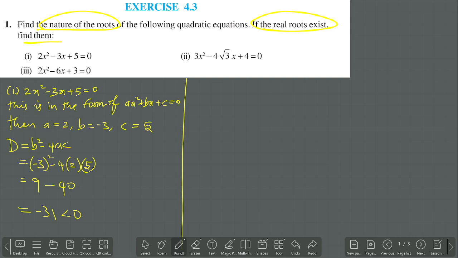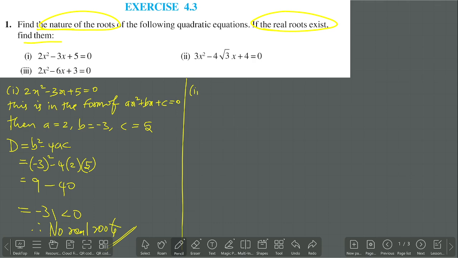So we have to say no real roots, or we can also say real roots do not exist. Then that's it, no need to solve the first one, because when we are not getting real roots we need not solve it. Understand? Stop, the first one is over.